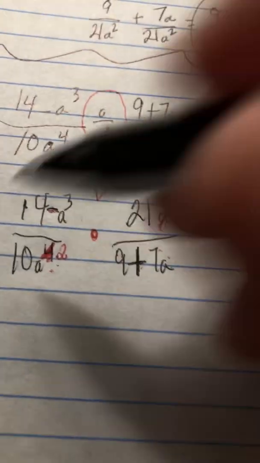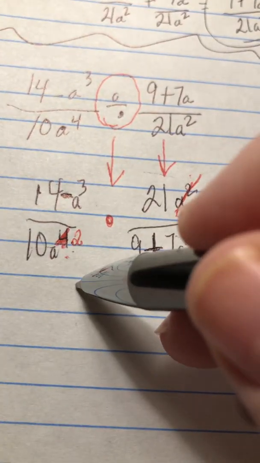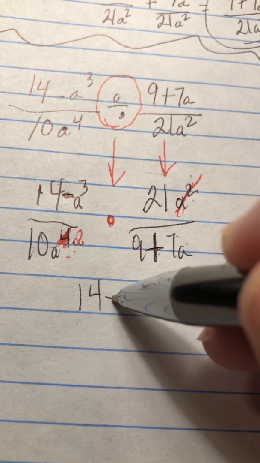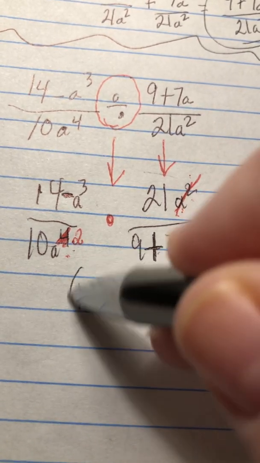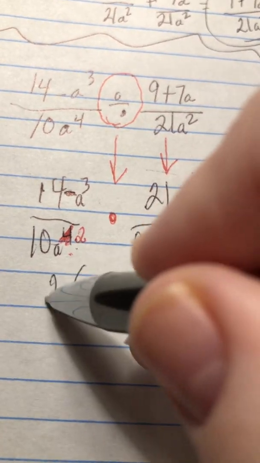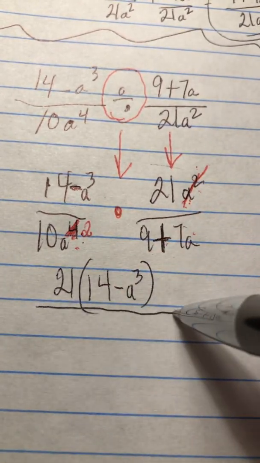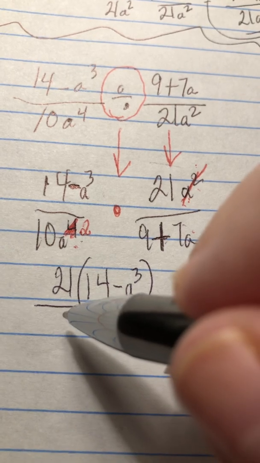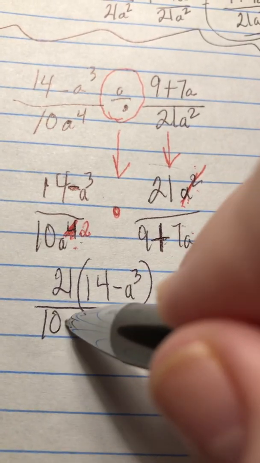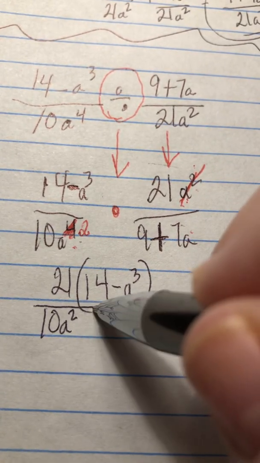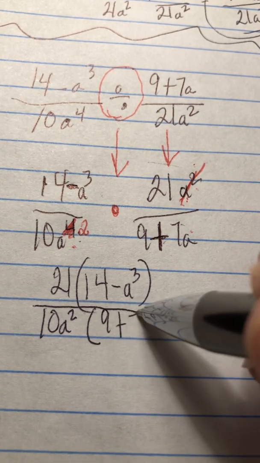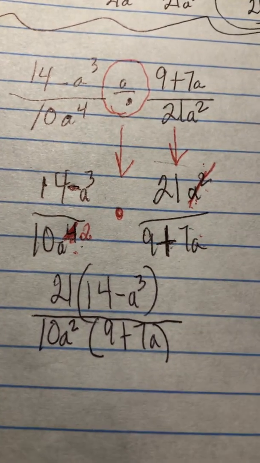So then we just multiply straight across the top and straight across the bottom. So we have 14 minus a to the third times 21, because that's what was left over here. And then on the bottom, we have 10a to the second times 9 plus 7a. That's it.